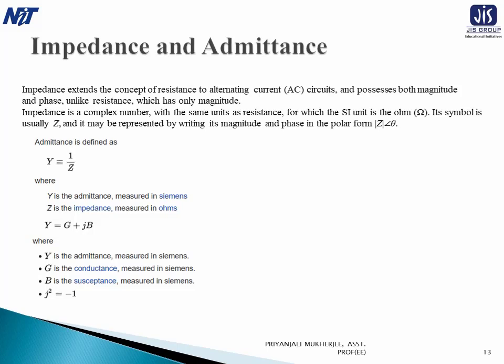Admittance is represented by Y, and its unit is Siemens or mho. Z is the impedance, measured in ohms, and we can write Y is equal to G plus jB, where G represents the conductance, which is measured in Siemens, and B represents the susceptance, which is also measured in Siemens, whereas Y is the admittance, and the unit of admittance is Siemens or mho, which is equal to 1 by ohm.